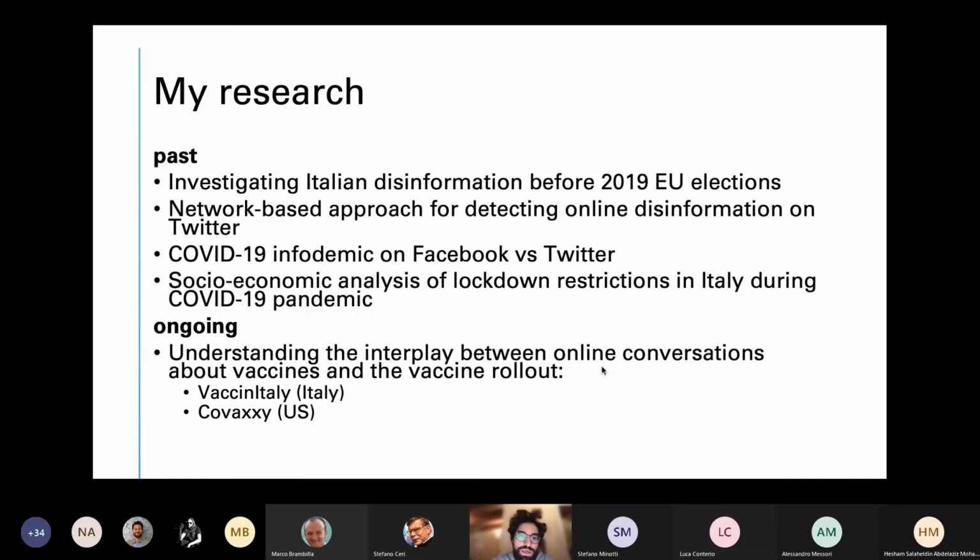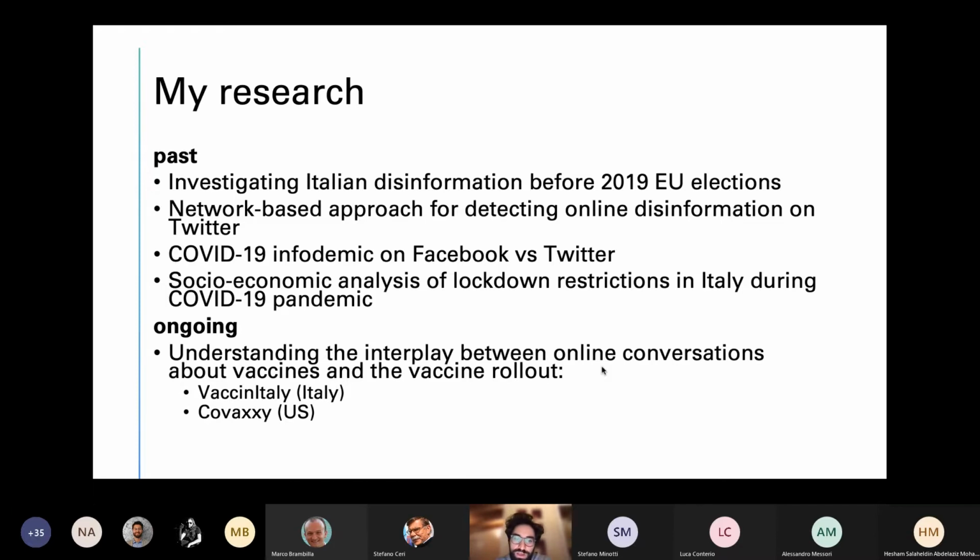And I've been also working throughout last year on understanding the COVID-19 infodemic on both Facebook and Twitter. So infodemic is a new term to indicate the disinformation and misinformation and fake news and whatever kind of low credibility information related to the COVID-19 pandemic. And on a different project, I've been working on understanding the impact of lockdown restrictions in Italy during the pandemic, of course, with a mixture of network science and economics.